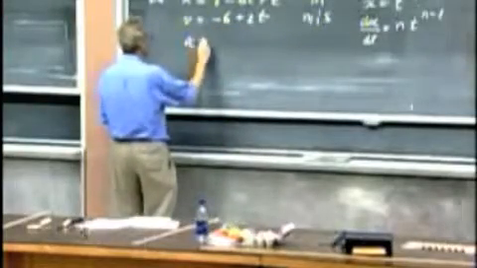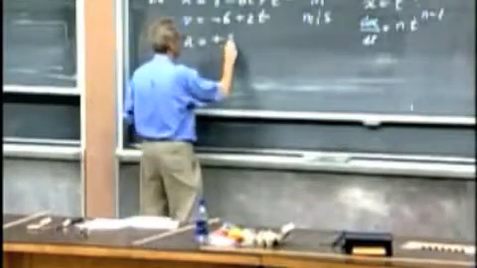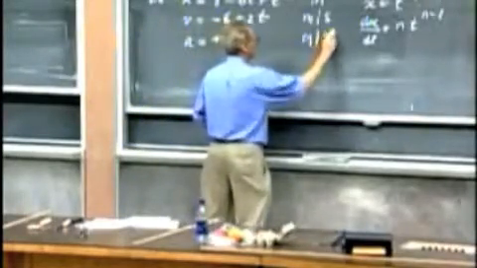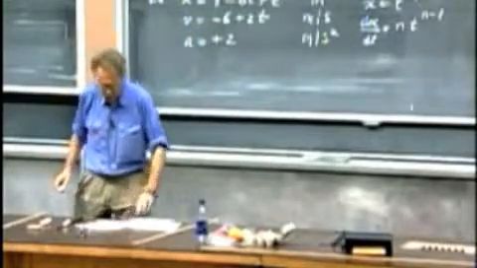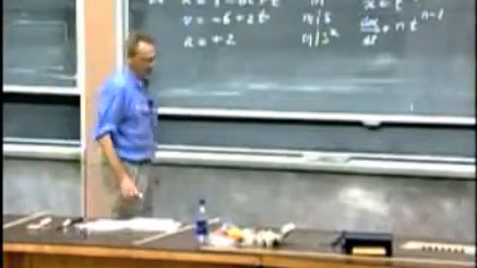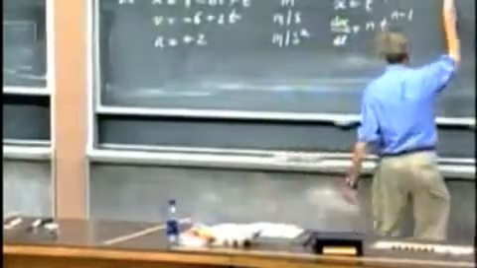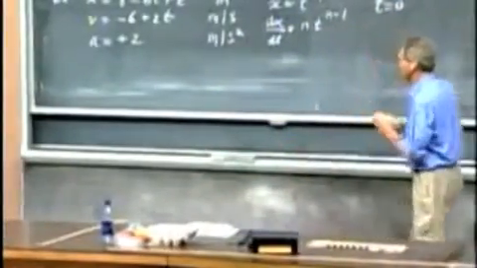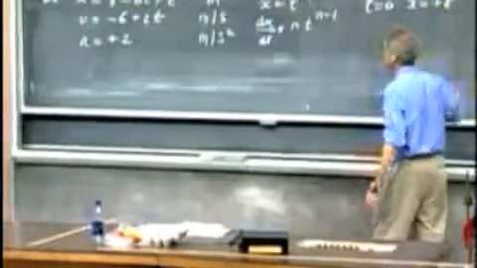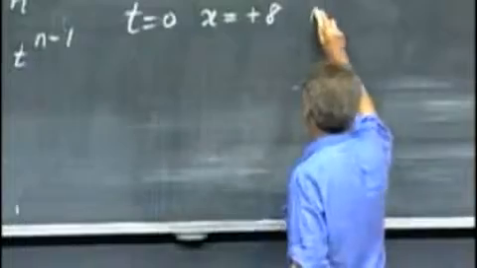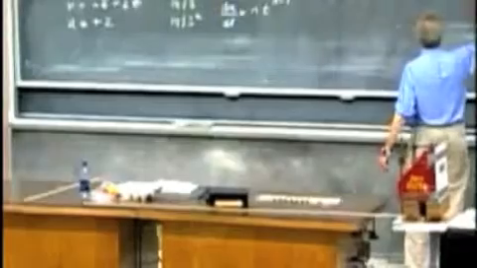And the acceleration, I have to take the derivative of the velocity. I get plus 2. So notice that the acceleration is constant in time. It's not changing, but the velocity is changing. Well, at time t equals 0, I'll start to probe a little bit. I want to get a feeling for what this object is doing. At time t equals 0, x is plus 8. The velocity is minus 6 meters per second, and the acceleration equals plus 2.